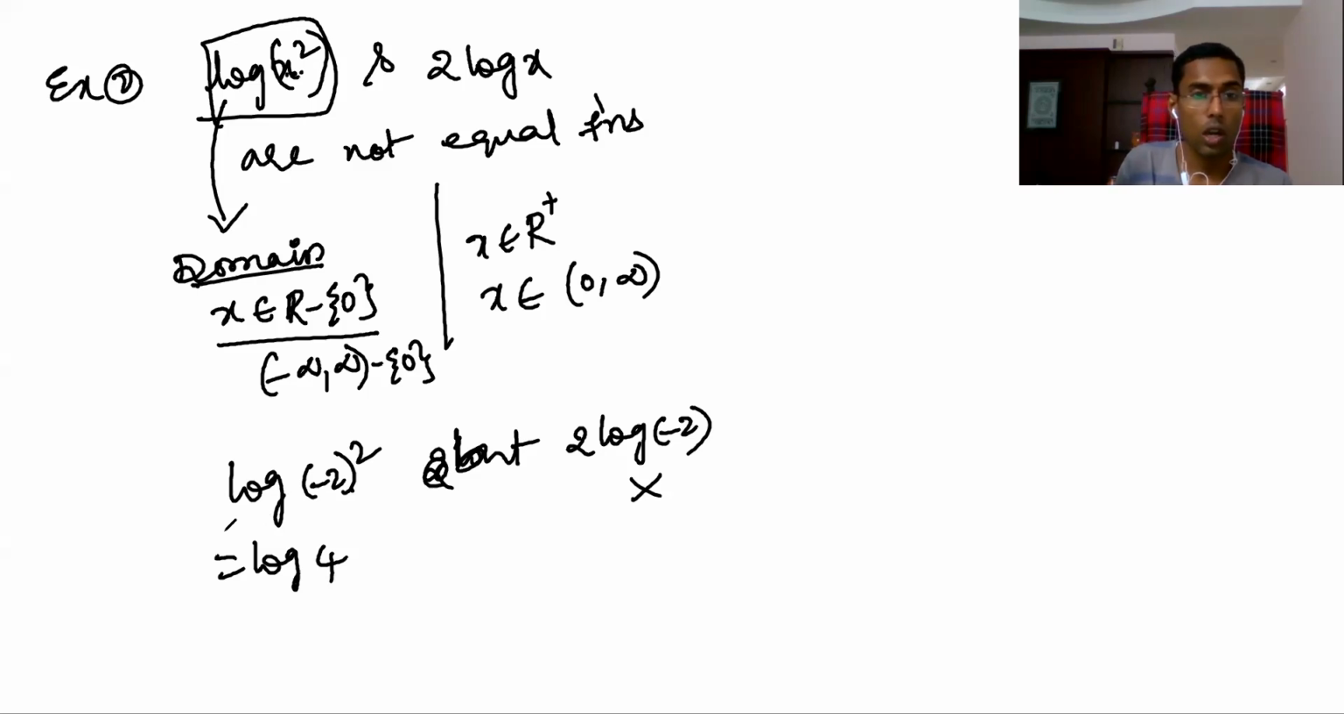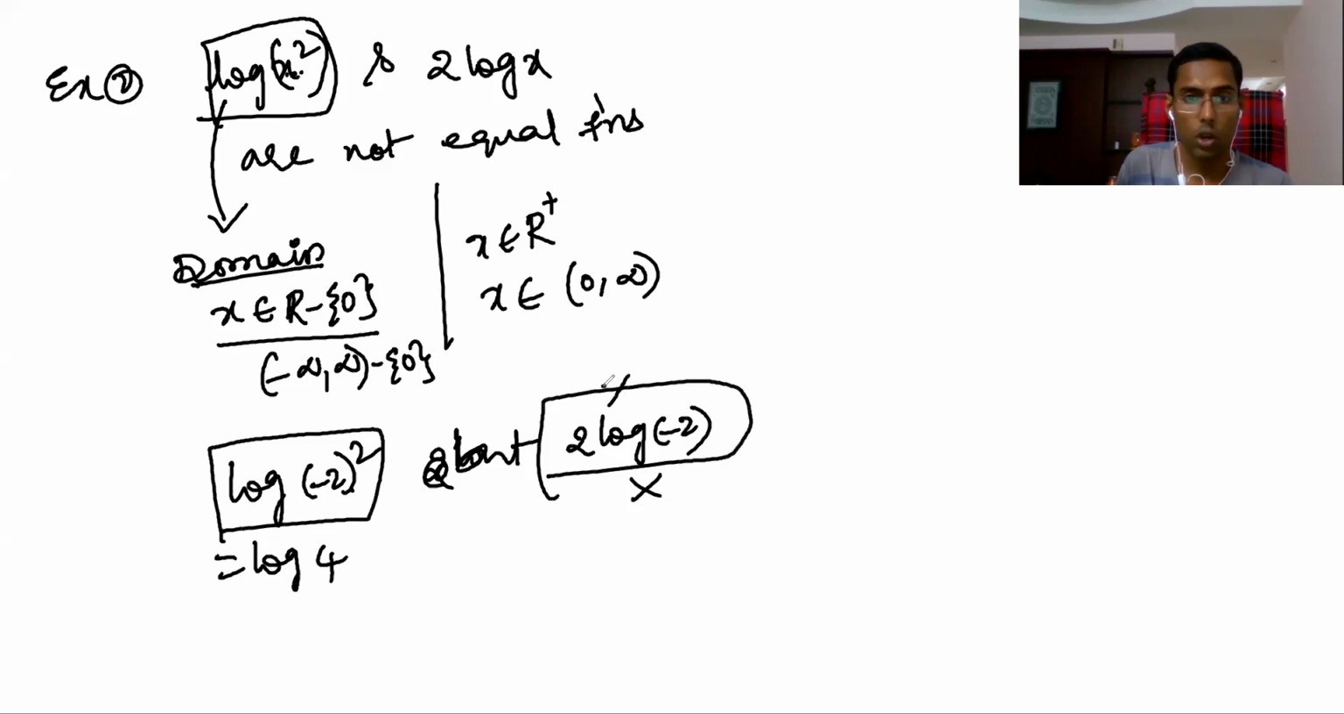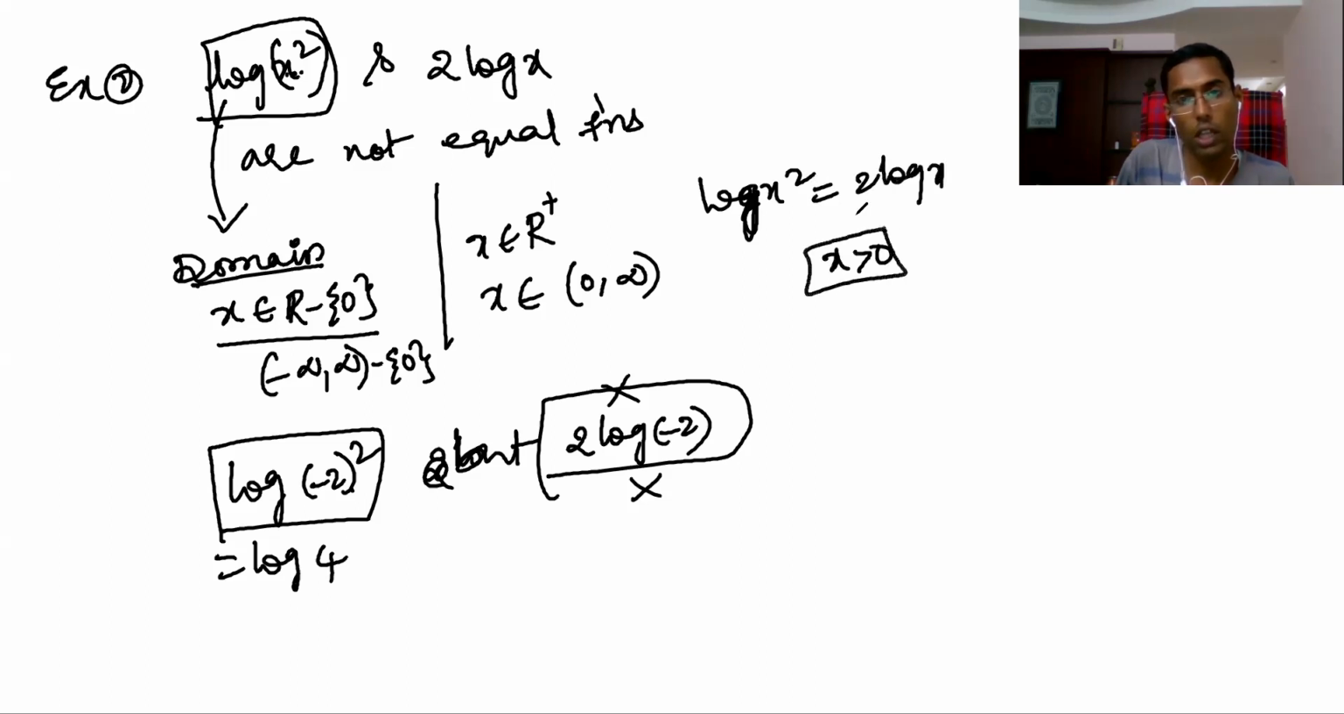So log of this is not equal to this, because this is not defined and this is defined. Therefore log x square and 2 log x are not equal functions. If at all you have to equate, there is a condition. Log of x square equals 2 log x only when x is greater than 0. When these two are equated, you should understand x is greater than 0. That's what you need to understand.